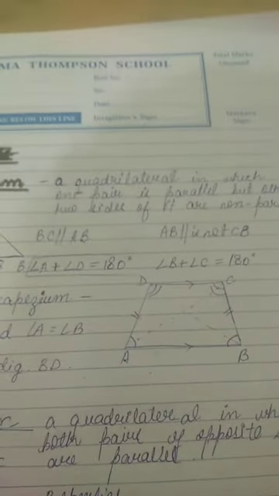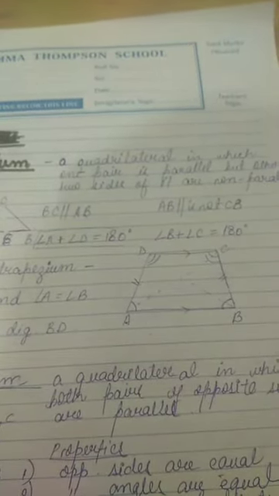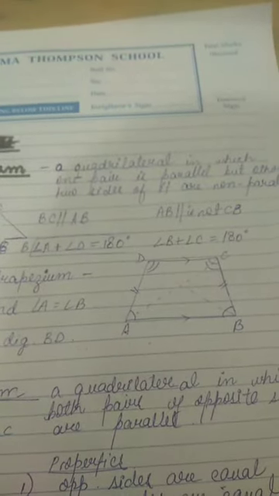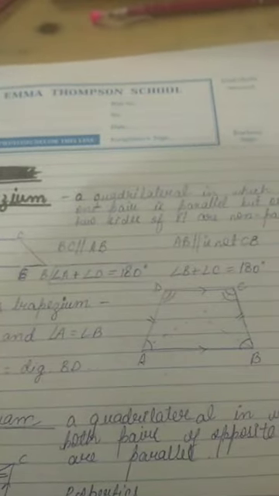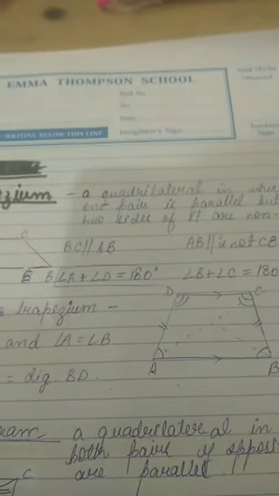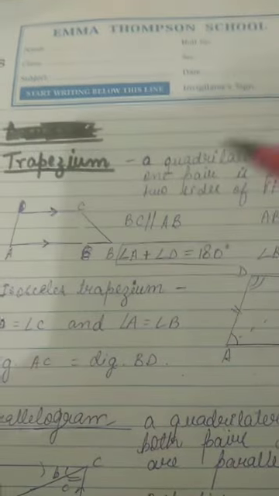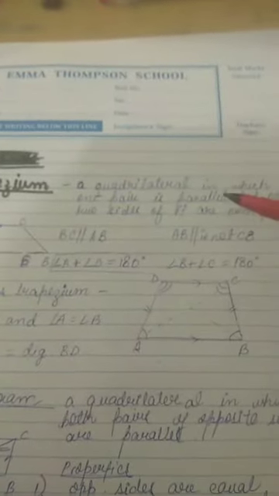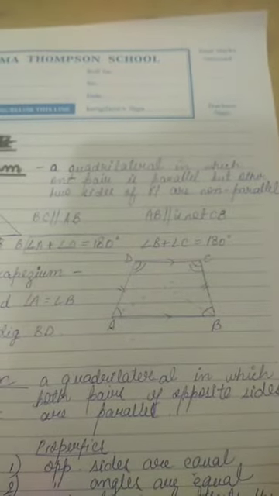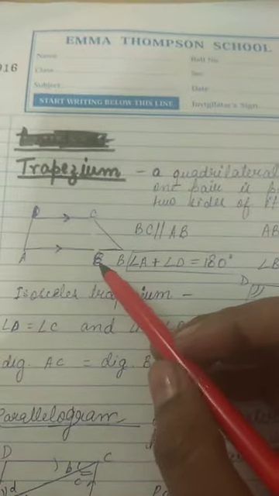The first type of quadrilateral is the trapezium. Trapezium is a type of quadrilateral, and a quadrilateral is a four-sided figure, and it can be anything. It can be a rectangle, a trapezium, a parallelogram or anything. So the first one is trapezium. In a trapezium, it is a quadrilateral in which one pair of sides is parallel, but the other two sides are non-parallel.